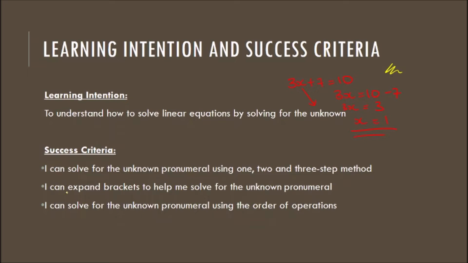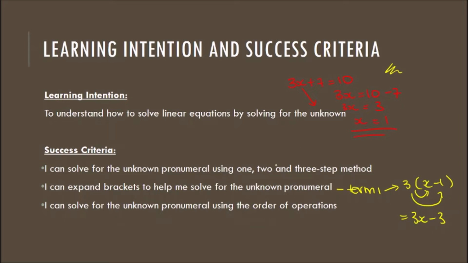So you also need to be able to expand brackets to help solve for the unknown pronumeral. So this is around term 1. That was when you would have had something like 3 times x minus 1, and you had to multiply 3 into both terms in the brackets, so it equals 3x minus 3, because you multiply 3 to the x to give you 3x, and then you use that same number 3 to multiply it by the 1 to give you 3. That's what I just did.